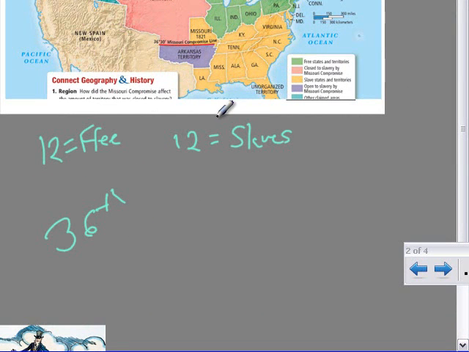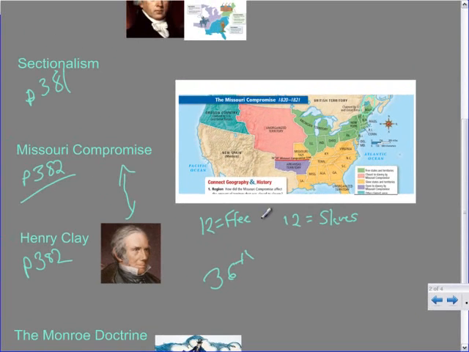And below that, there can still be slavery. This works for a while, doesn't really hold on forever, but it is something that settles this argument. We have everything's equal in Congress, and we can move on with our lives.